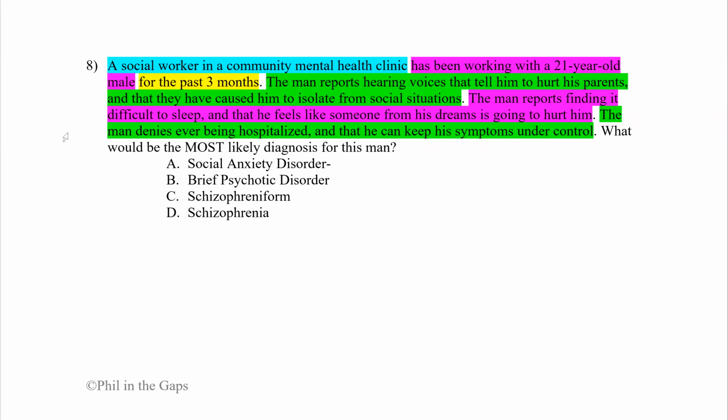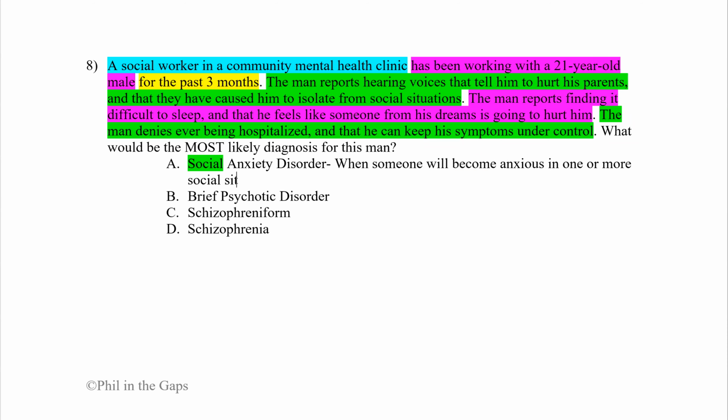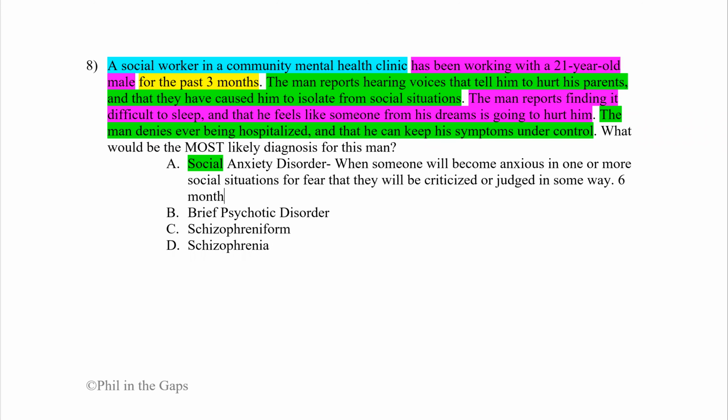Social anxiety disorder, key emphasis on social. Why? Because this is when someone will become anxious in one or more social situations for fear that they will be criticized or judged in some way. And this is where we're going to be seeing 6 months or longer.